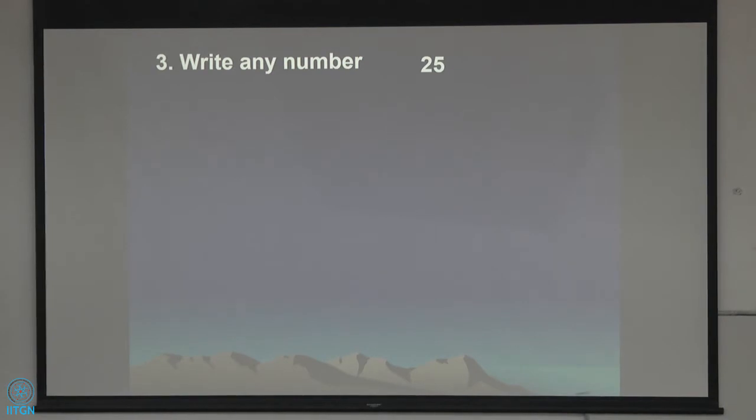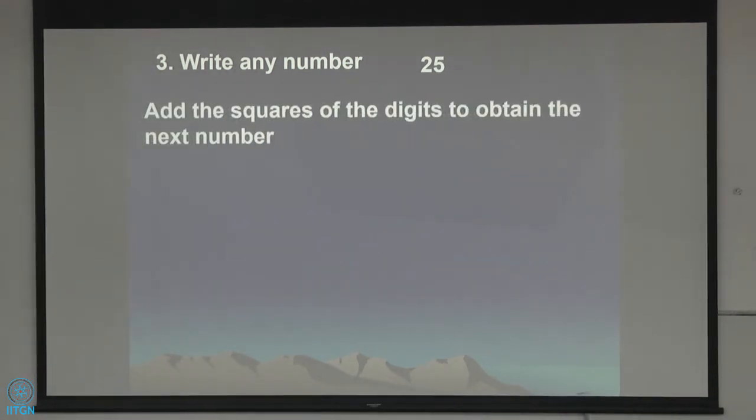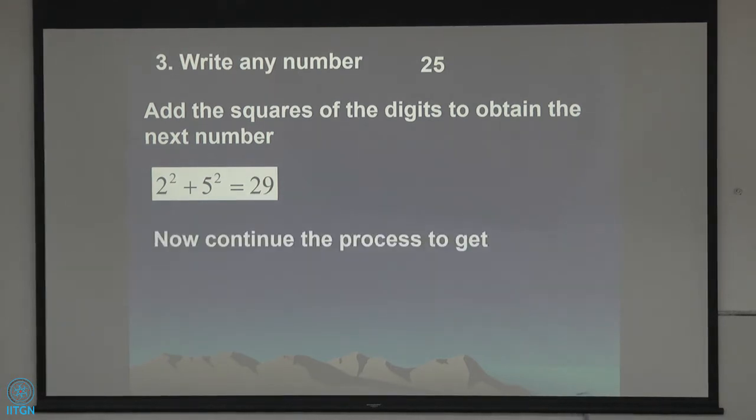Write any number. I just take 25 because it's a small number. You can write anything. Then add the squares of the digits to obtain the next number. This is the iteration that I am defining. Add the squares of the digits to obtain the next number, which is obviously 2 square plus 5 square is 29. So, then continue the process. 2 square plus 9 square is 85.